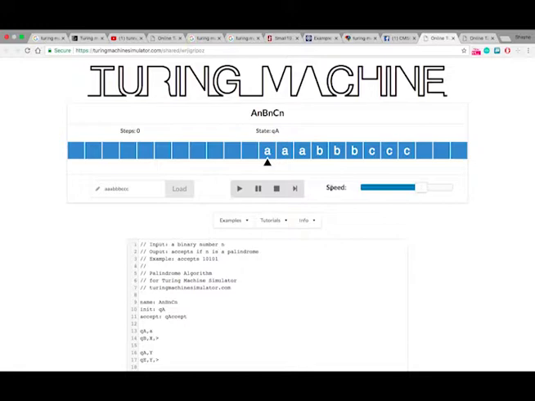When it finds an A, it will mark A as X and then transition to state QB. When in QB, once it finds a B, it will mark B as Y and then transition to state QC, wherein it will find a C.